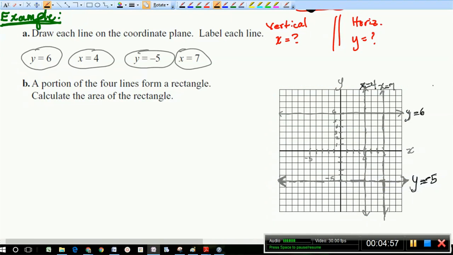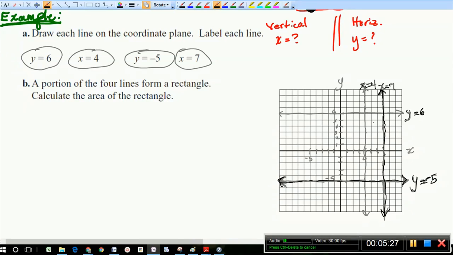Here I have my four lines drawn. Notice that y is equal to negative 5 is down here. See that? Right down here. And x is equal to 7 is to the right of the other vertical line we drew. So those are the two you should have done just now.